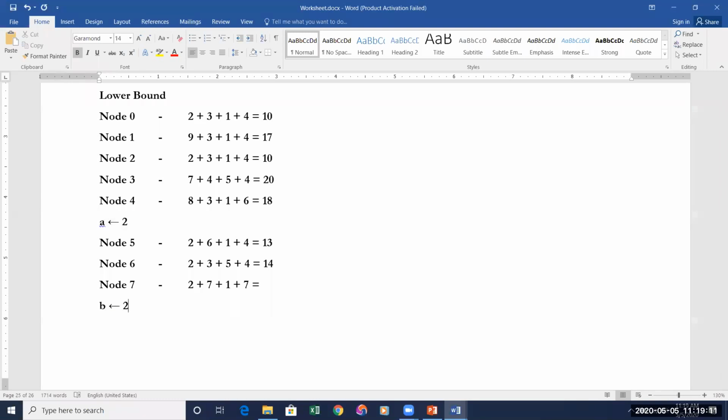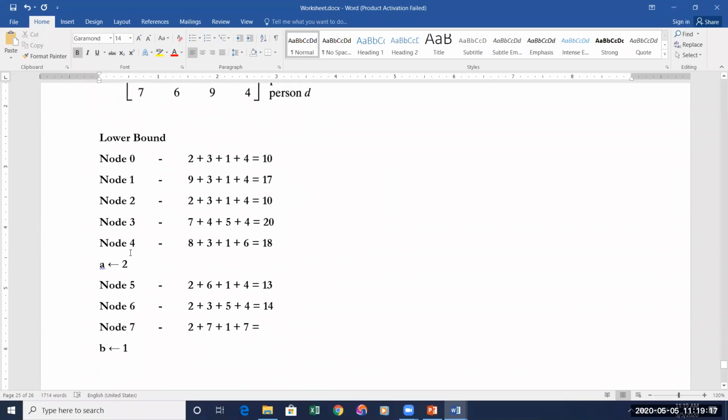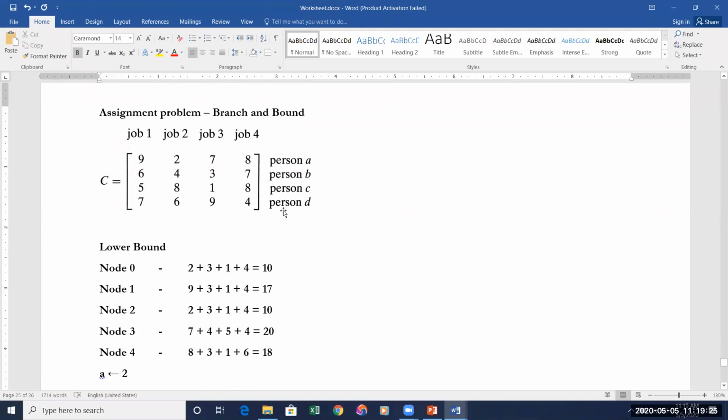B is allotted with job number 1. Next, A is allotted, B is allotted. How many options are there for C for the next level? C has only 2 options because 2 jobs are already allotted. Job 2 is allotted, job 1 is also allotted. So C has only 2 options, 3 and 4.